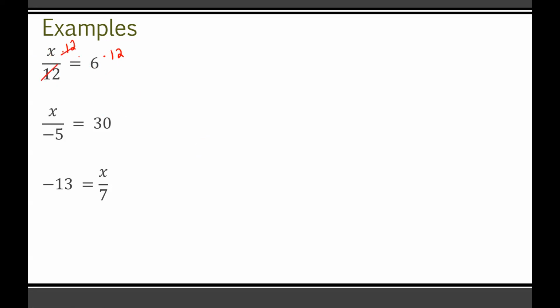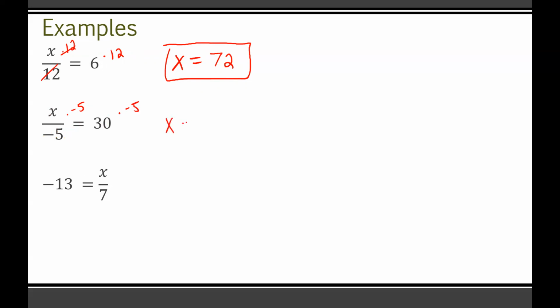That'll knock out the divide by 12 on the left-hand side, but what we'll be left with is x equals 6 times 12, and 6 times 12 I know is 72. Now, same with the second example. Notice x is being divided by -5, and that equals 30. To get rid of the divide by -5, we just have to times by -5 on both sides.